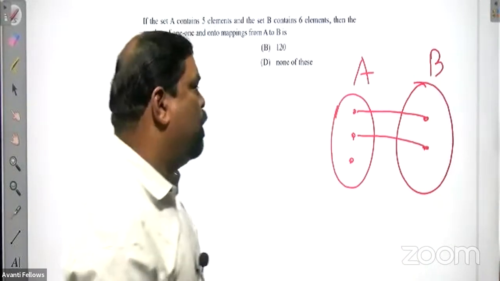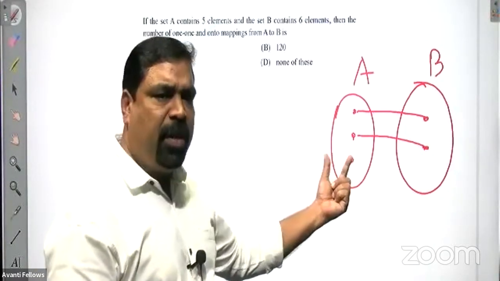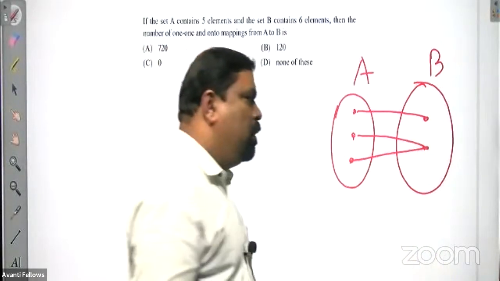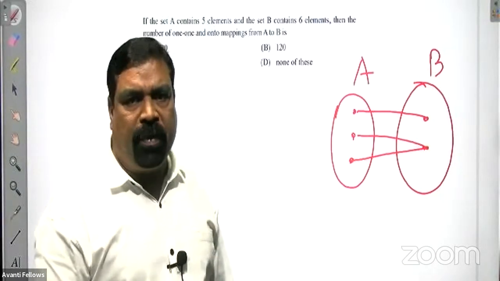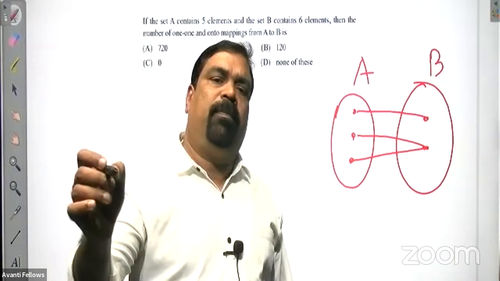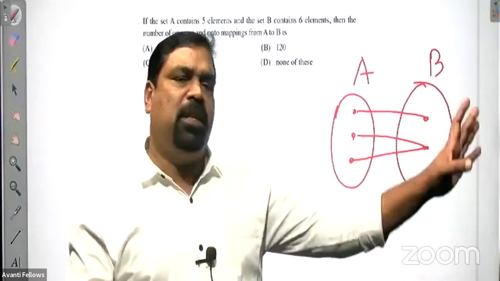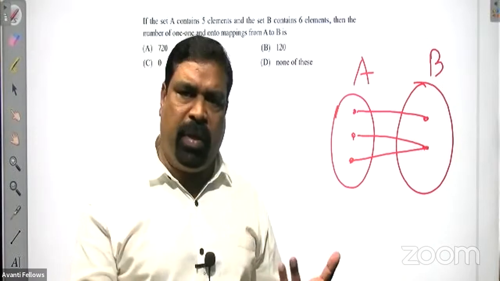We can draw like this, but you can find a free element here. Then it may not be a function. To make it a function, we have to map this element somewhere. If I map here, then it is not 1-1. So if two finite sets are there, and if there is a 1-1 and onto function, a bijective function, both the sets must have the same number of elements. So the answer is 0 actually.